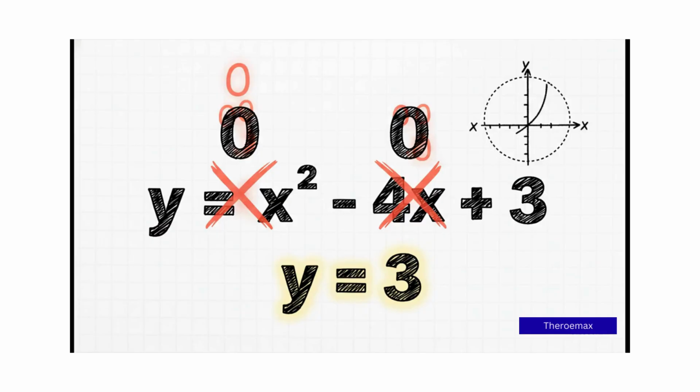All right, let's move on to our next landmark. Step 2 is finding the y-intercept. And trust me, this one is even easier. To find where the curve crosses the vertical axis, all we have to do is set x to 0.